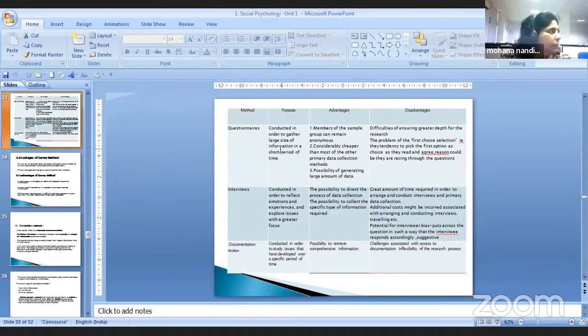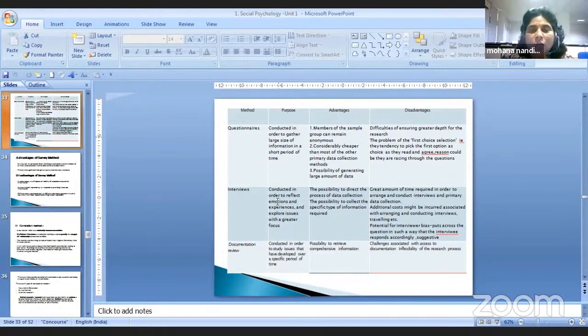See, questionnaires are conducted in order to gather a large size of information in a short period of time. What is the advantage? Members of the sample group can remain anonymous and it is considerably cheaper. We no need to go to each and every person, so we save our travel expenses, even the time also. Here, this is completely a primary data collection method. What is the disadvantage? In this method, people may not answer properly. They may go with only the first choice. They don't even read the total answers, then other options.